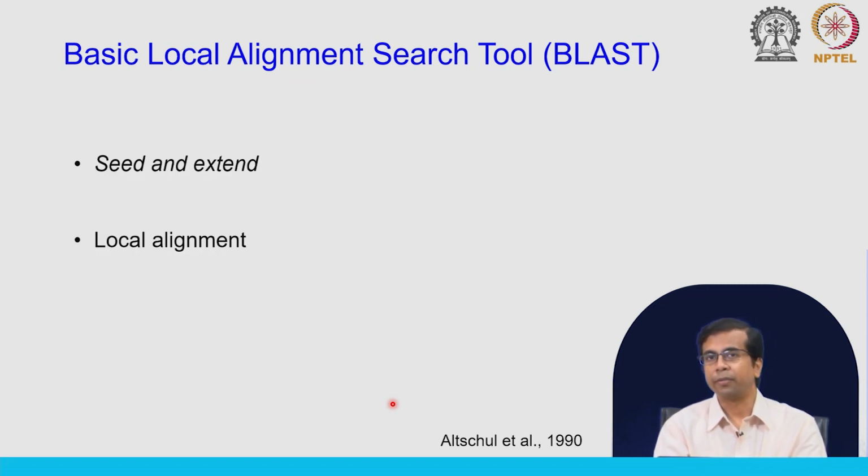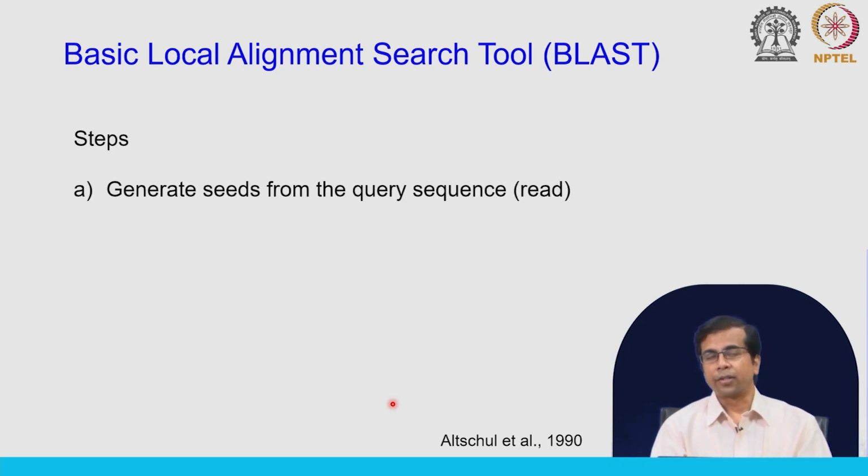So, BLAST works by something called seed and extend, and it does something called local alignment. What are the steps in BLAST? You have to generate seeds from the query sequence, which is the read here. If you run BLAST, you will see this query sequence and subject sequence. Here the query sequence is the read and the subject sequence is the reference genome. We can specify the reference genome against which we want to do this BLAST.